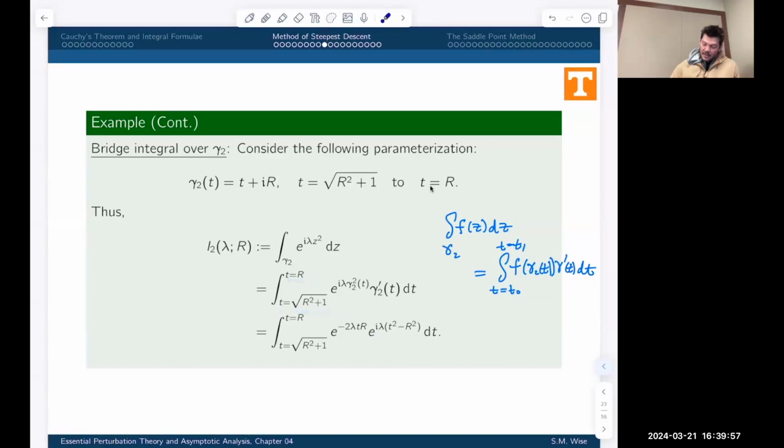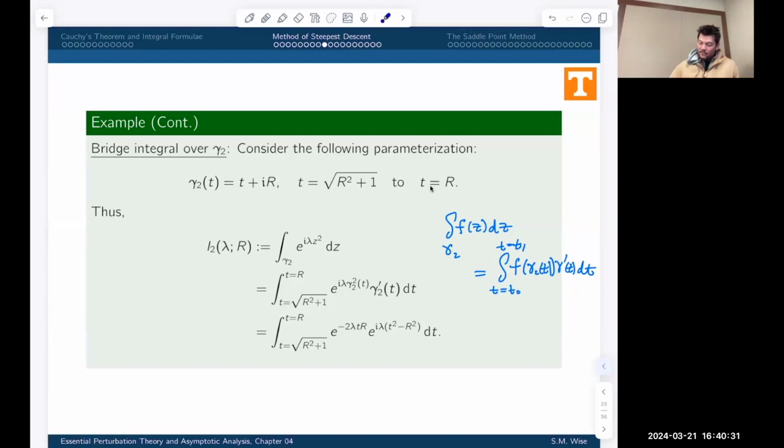We're subbing in gamma 2 everywhere we saw z before. So this becomes the integral from t equals square root of R squared plus 1 to t equals R of e to the minus 2 lambda t times R, that's for the real part. And the imaginary part becomes e to the i lambda (t squared minus R squared).